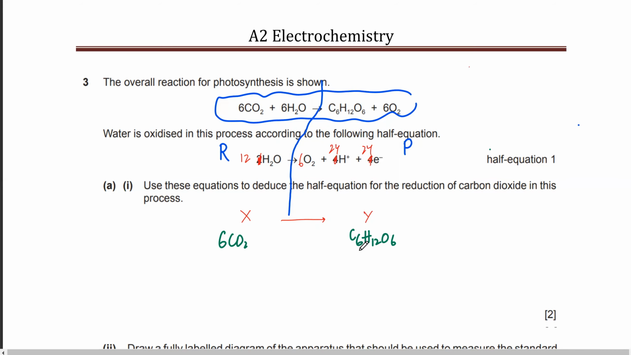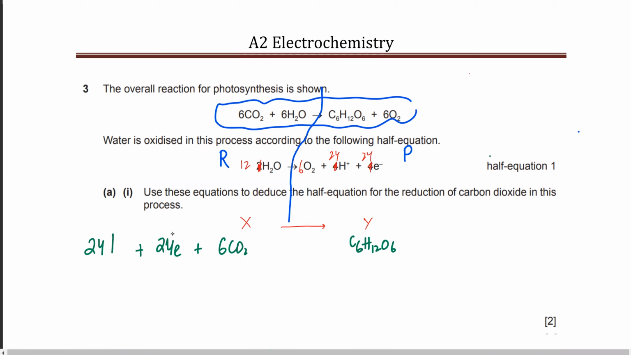What else is missing? Over here, 24 electrons are being produced, so there must be 24 electrons being gained over here. That's why the electrons are getting cancelled out. Again, in the first half equation, there's 24 H+ which are not showing up in the final equation, which means that 24 H+ are getting produced, so they must be gained in the second one. That's why they're dissipating in the final equation. Is that clear? Yes.